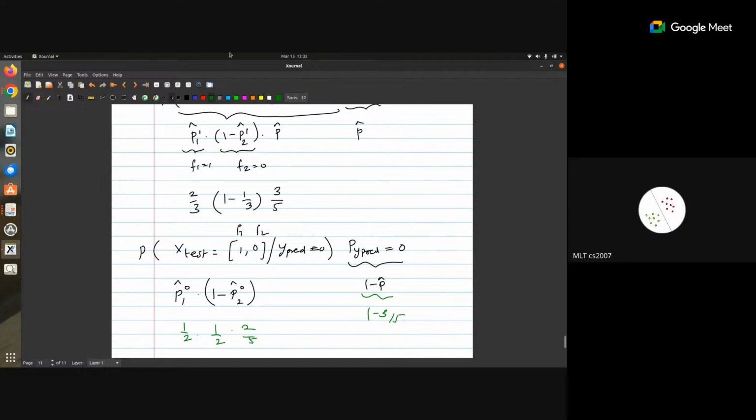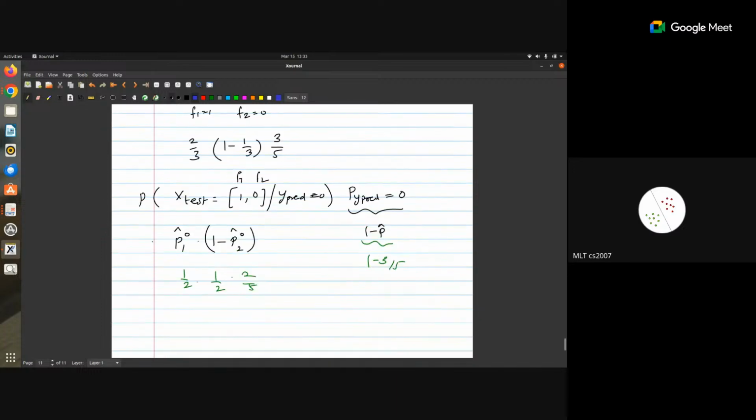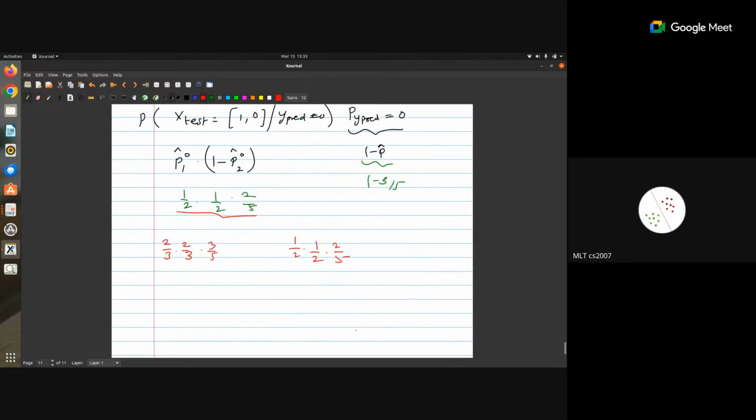Now I'll compare these numbers. I'll just write it all down again. This will become 2 by 3 into 2 by 3 into 3 by 5, and this part is 1 by 2 into 1 by 2 into 2 by 5. So this 3 will get cancelled, and this 2 gets cancelled. So we are left with 4 by 15, and here it is 1 by 10.